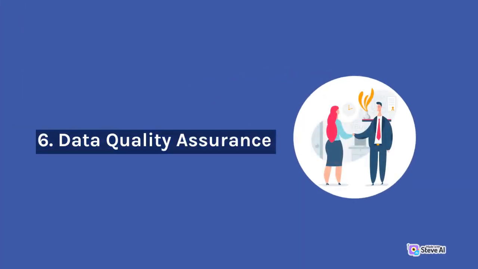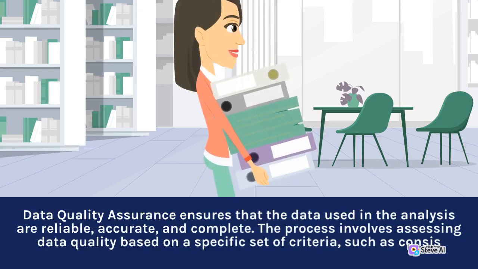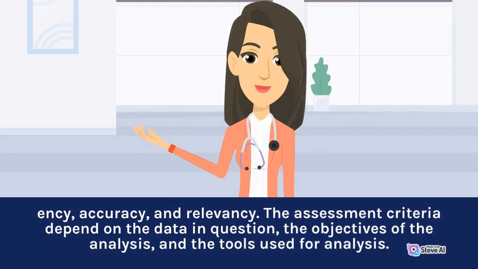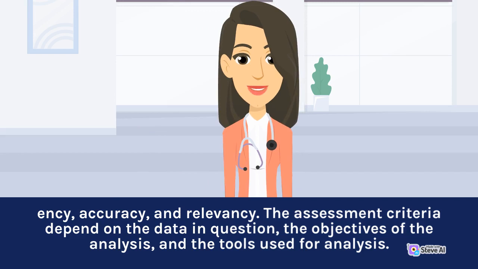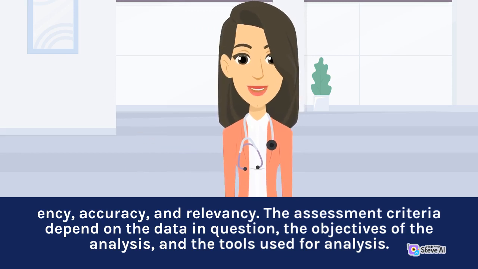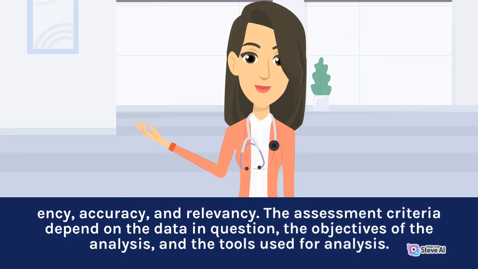6. Data quality assurance. Data quality assurance ensures that the data used in the analysis are reliable, accurate, and complete. The process involves assessing data quality based on a specific set of criteria, such as consensus, accuracy, and relevancy. The assessment criteria depend on the data in question, the objectives of the analysis, and the tools used for analysis.